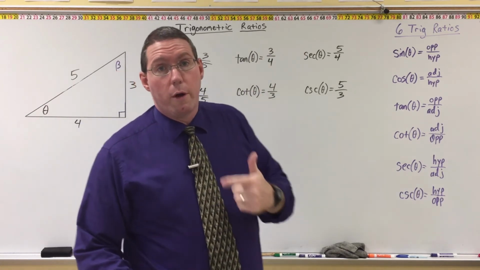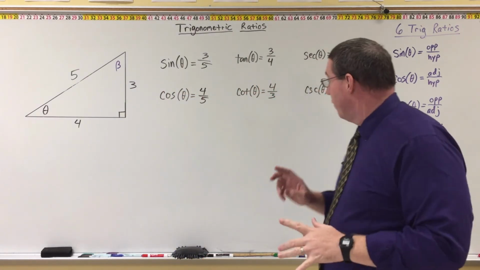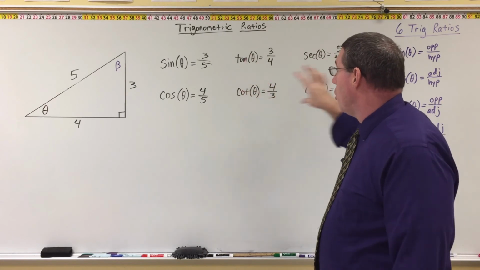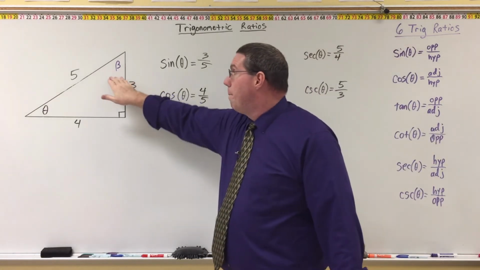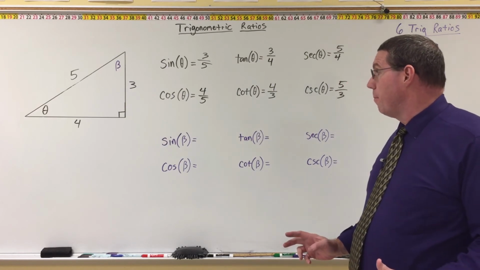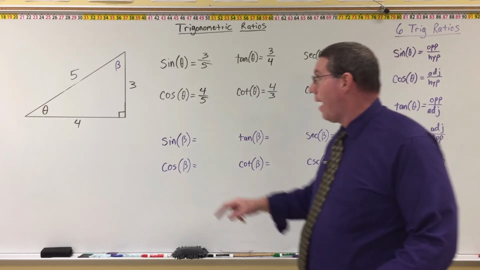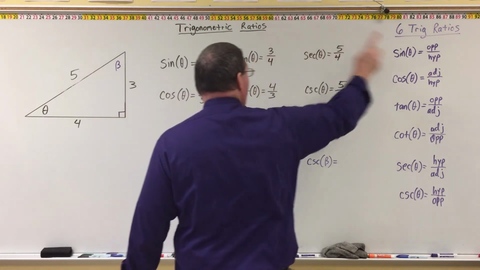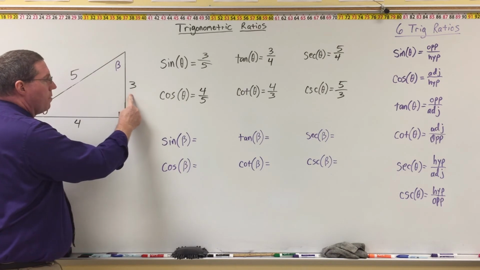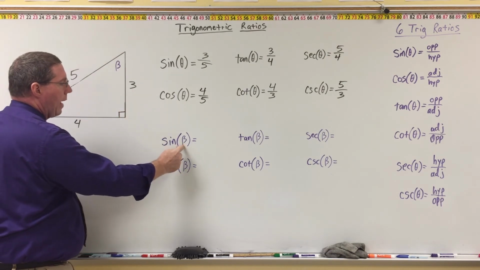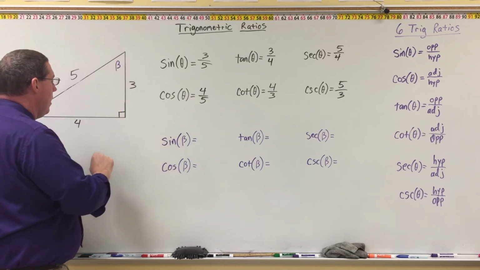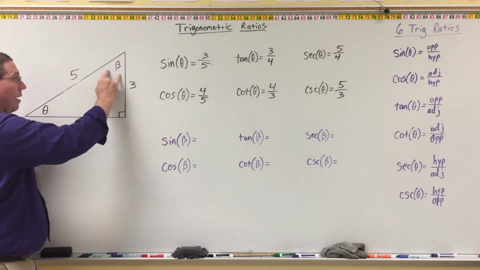Now, with this same information, we're going to identify all 6 trig functions for angle beta. This should be pretty simple, because all we have to do is look at our 3 sides and our ratios over here. But now, instead of 3 being the opposite side, since we're dealing with angle beta, 3 becomes the adjacent side to beta, and 4 becomes the opposite side to beta.